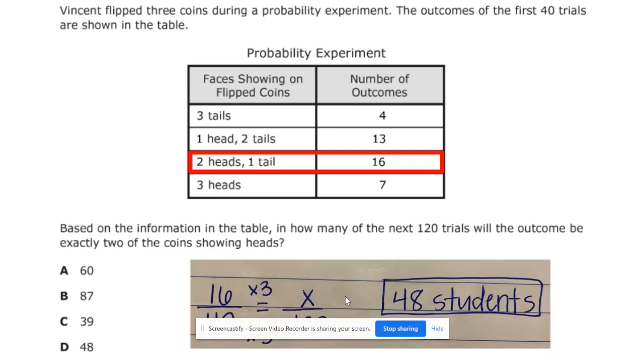So if we set it up, we're going to have 16 over 40 equals x over 120. So just like the previous problem, we can multiply 40 times 3 to get 120. So we can do 16 times 3 to get 48. So the correct answer would be D.